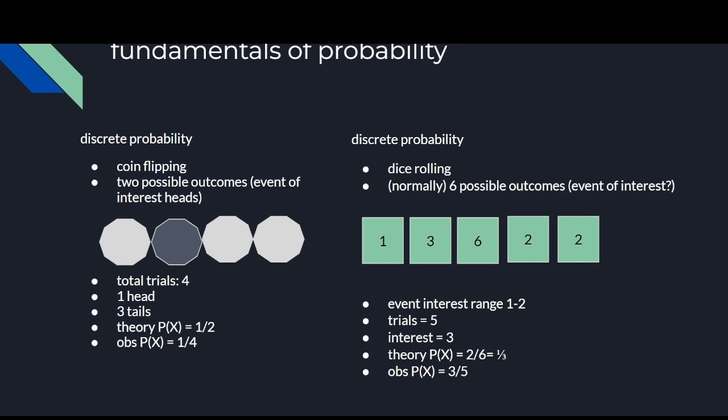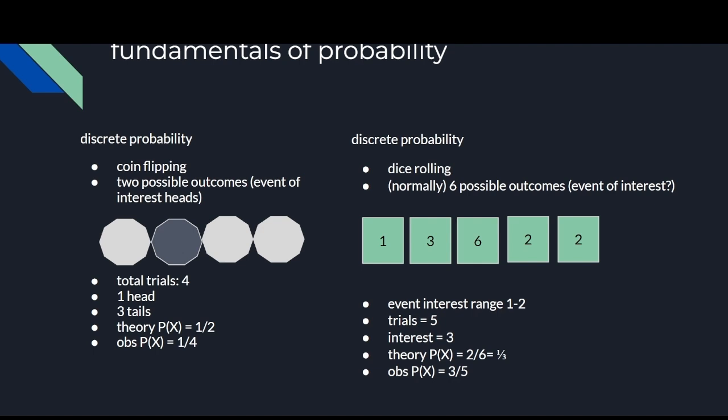Now let's see dice rolling. We have 6 possible outcomes, and what is our event of interest? Let's take a range to make it simple. Let's take the numbers 1 and 2. We do 5 trials, and we get 1, 3, 6, 2. So we are interested in the events 1 and 2. So we have 3 good trials out of 5.